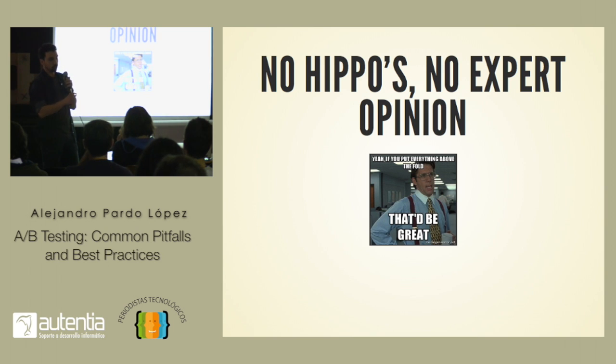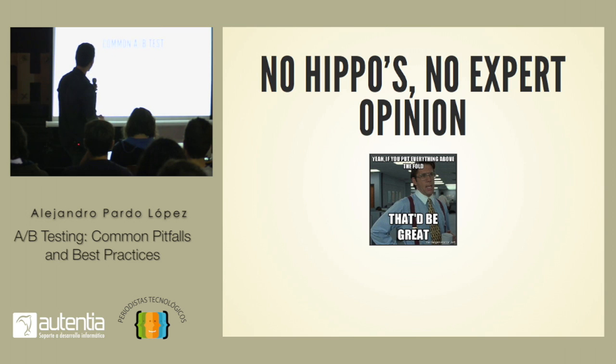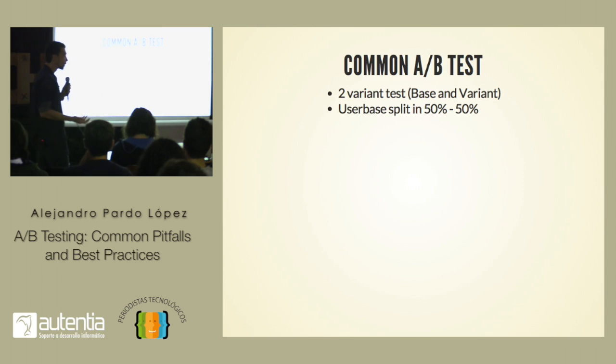And if you see that the results are really bad, you can go and say, look, your idea was not good. Let me put it that way. So it's really good to verify what you're doing. A typical A/B test will be two variants. You have your base and you have your new feature, the variant. And then you split your users in 50% and 50%.